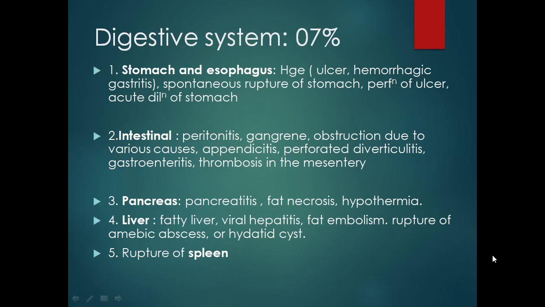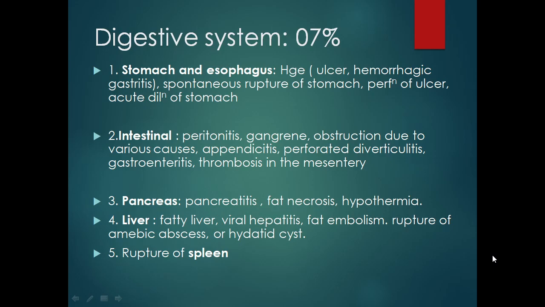Then digestive system causes. What are the digestive system causes? Stomach and esophagus: hemorrhage, ulcer, hemorrhagic gastritis, spontaneous rupture of stomach, perforation of ulcer, acute dilatation of stomach. These are the causes. Remember these causes. Then intestinal causes: peritonitis, gangrene, obstruction due to various causes, appendicitis, perforated diverticulitis, gastroenteritis, thrombosis in the mesentery.